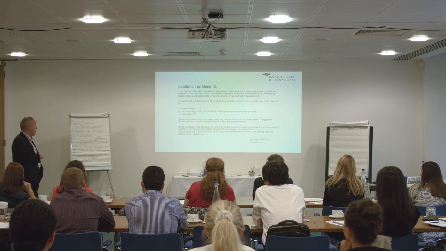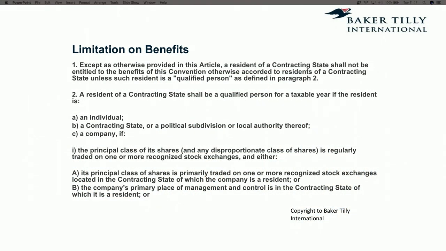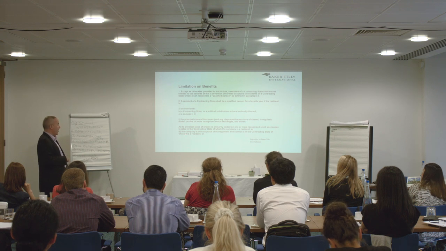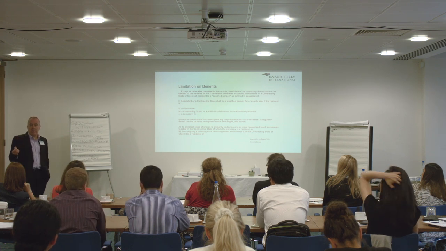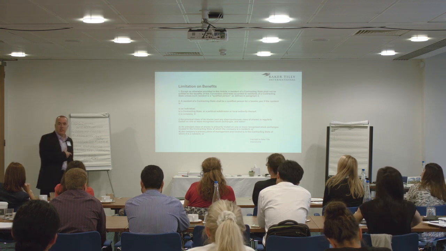And there's actually a little anti-avoidance rule in here as well. It says its principal class of shares is primarily traded on one or more recognised stock exchange. We'll have a look at that. So basically what this limitation of liability clause is saying, it gets a bit more complicated than this in a moment. It's basically saying when you read it through, when you work it through, that only a company whose main stock is listed on a recognised stock exchange, and a recognised stock exchange in the contracting state in which the company is resident, then that's the only kind of company that gets the benefit of this. So it stops an unquoted company from getting the benefit of these lower rates of withholding tax.